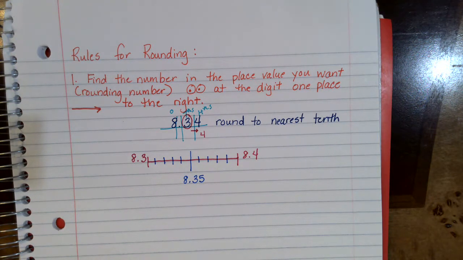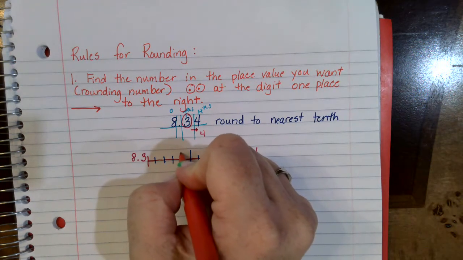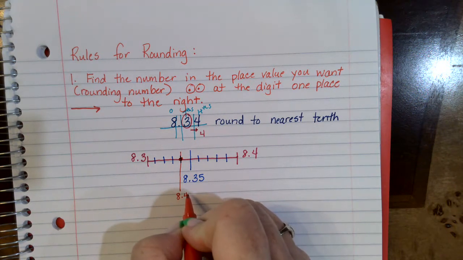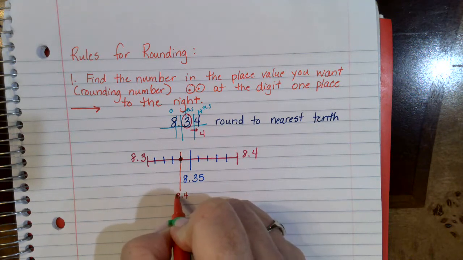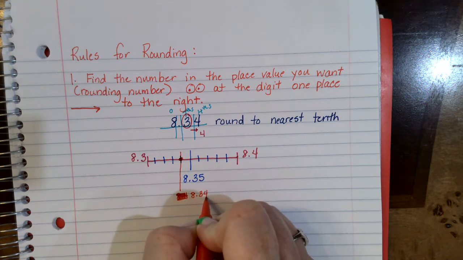So when we look at this number line, we see right here, as we walked through, this is going to be 8.34. Let me relabel that.